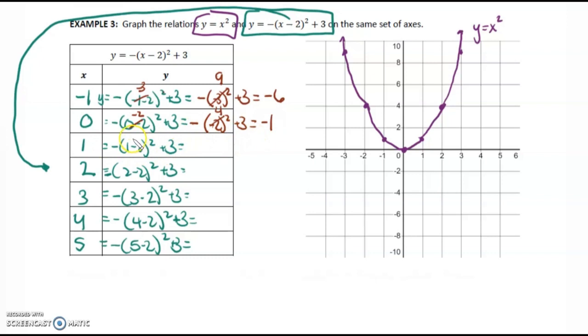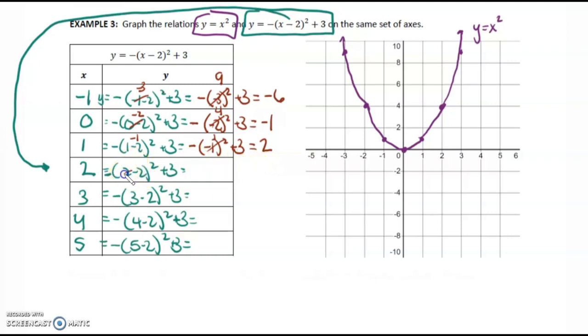Okay, 1 minus 2 is negative 1. So we have negative of negative 1 squared plus 3. Okay, so that squares to a 1. So we have negative 1 plus 3, which is 2.